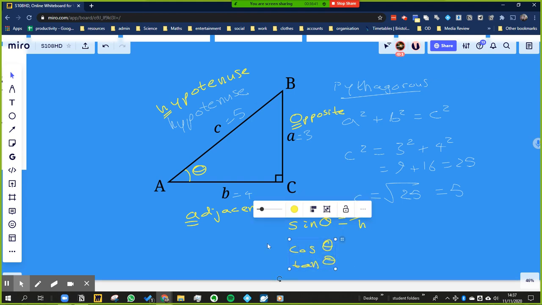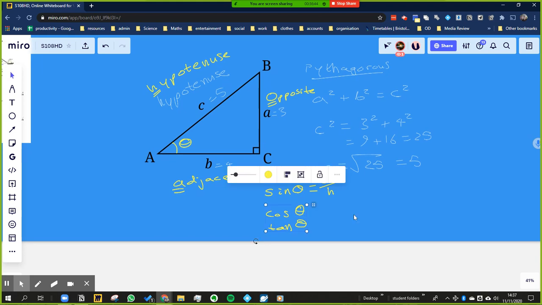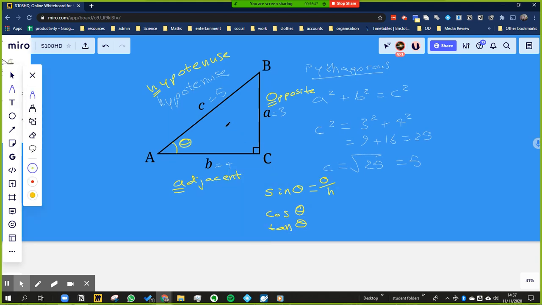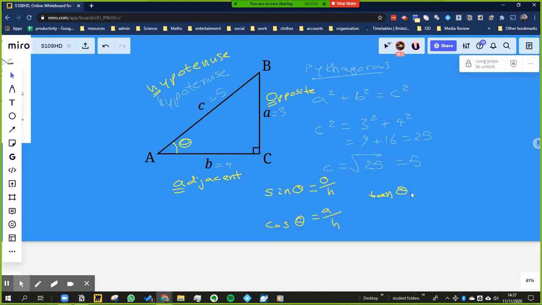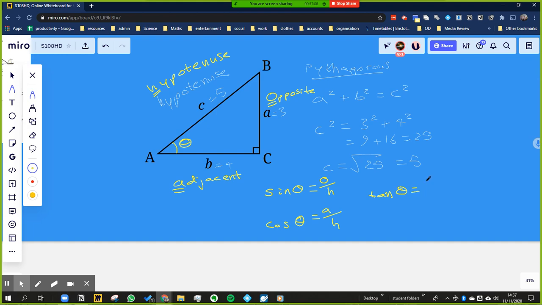I'm just going to zoom out also. Then what does cos theta equal? Cos theta equals the adjacent side divided by the hypotenuse. Then we've got tan theta, and tan theta is equal to the opposite over the adjacent. So you can see different trigonometric functions consider different sides of the triangle, but they all have an angle.